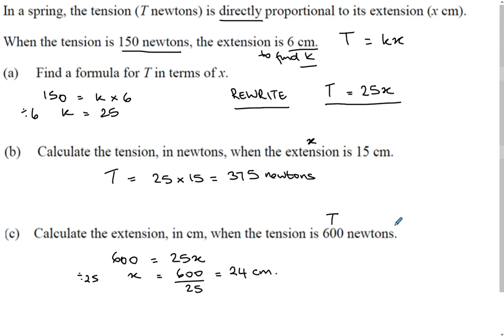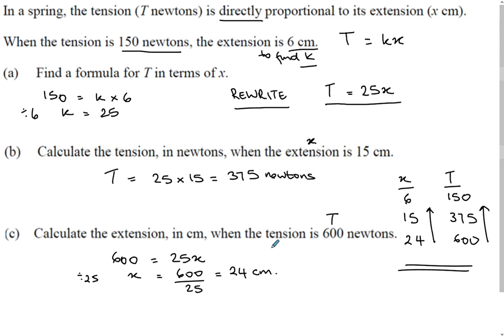If you finish all your questions in your exam and you just want to check whether it's directly proportional, let's check this. We don't normally do it, but it helps in an exam or as you're learning it. When x was 6, the tension was 150, then when x became 15, we would expect it to become more, so 375. And when the tension was 600, that's going up, so x would go up. Every time x goes up, T also goes up. That gives you some confidence that you're doing it the right way.